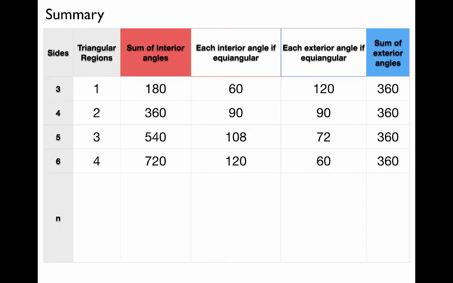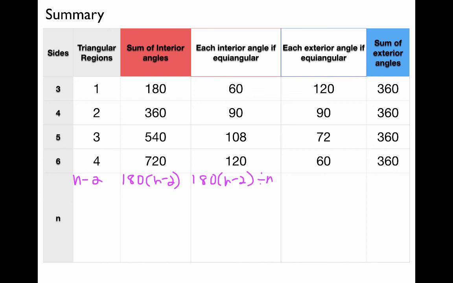Okay, so that's that. So you are expected to know the formulae for this whole bottom row here. If you haven't already filled it out, now would be a good time to do so. For any n-gon, there are n minus 2 triangular regions. There is 180 times n minus 2 degrees in the sum of all of those interior angles. If you want to know what each angle is, if it's equiangular, you'll take 180 times n minus 2 and divide that by n.